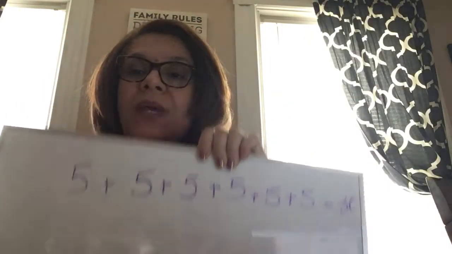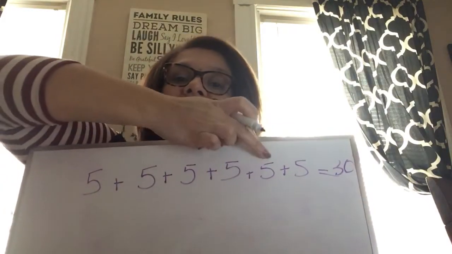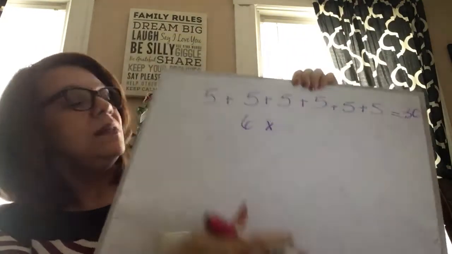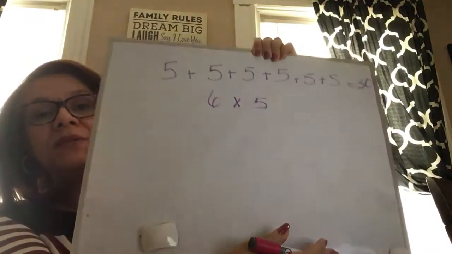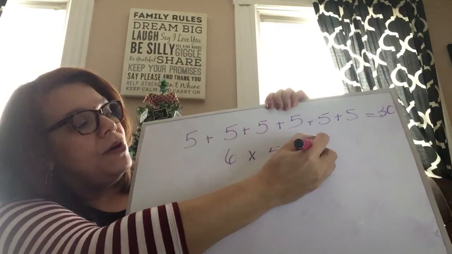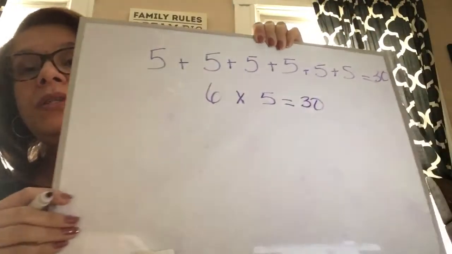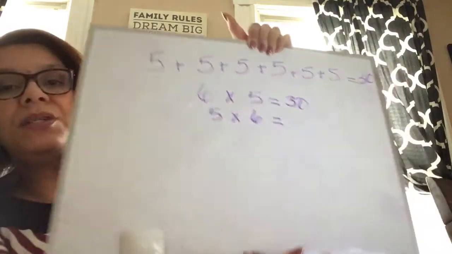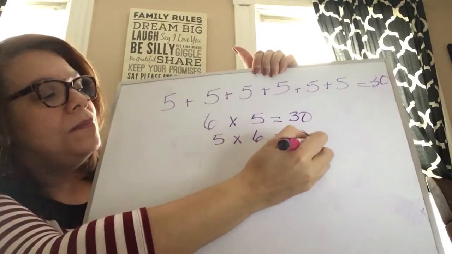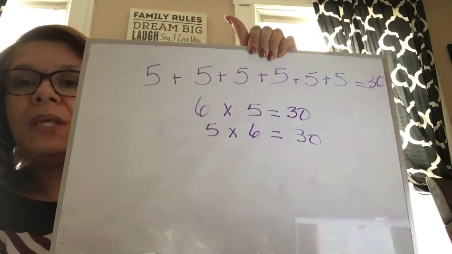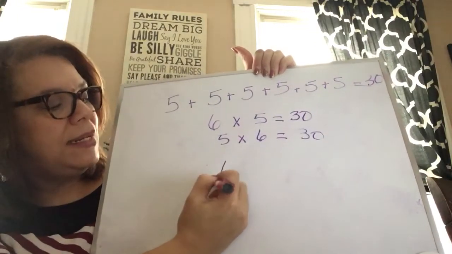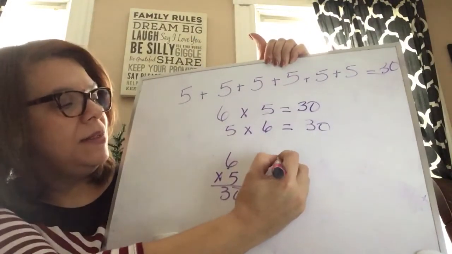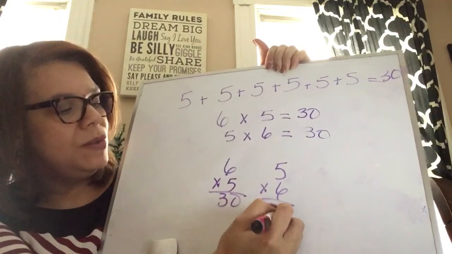How many sets of 5 do we have? 1, 2, 3, 4, 5, 6. How many are in each set? 5. 6 times 5 is 30. If we use the commutative property, we can say that 5 times 6 is also 30. See that? This is the commutative property. We could also write it like this. Or we could write it, because of the commutative property, you could also do this.